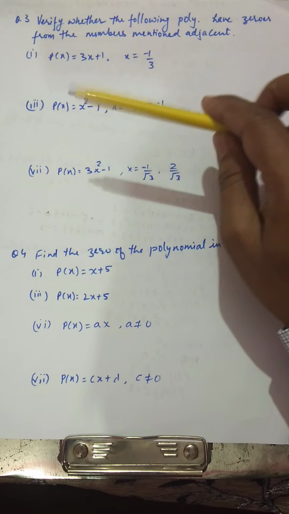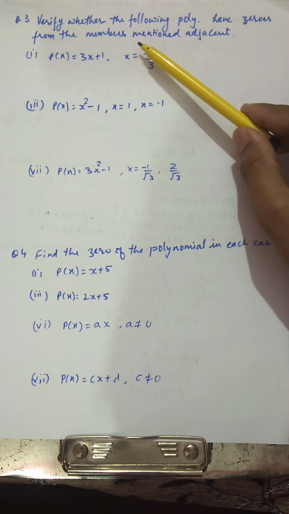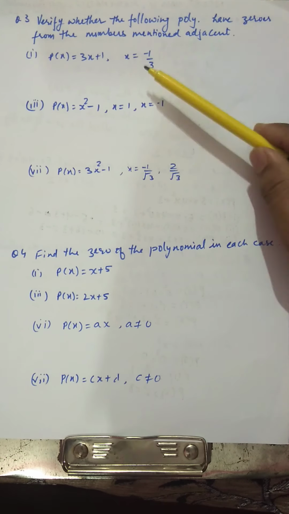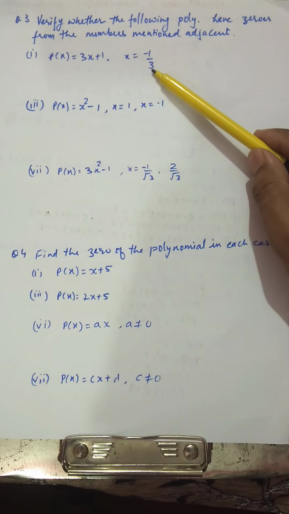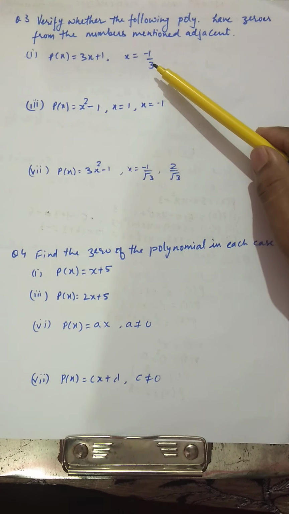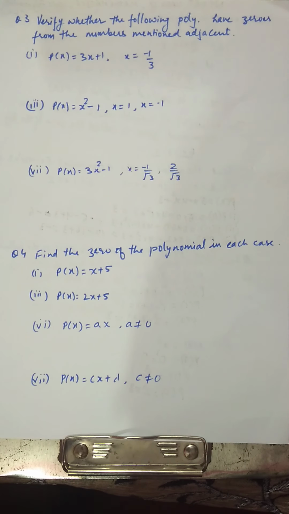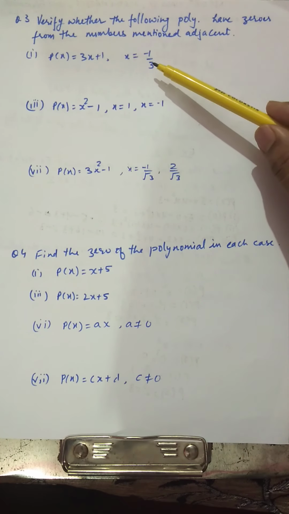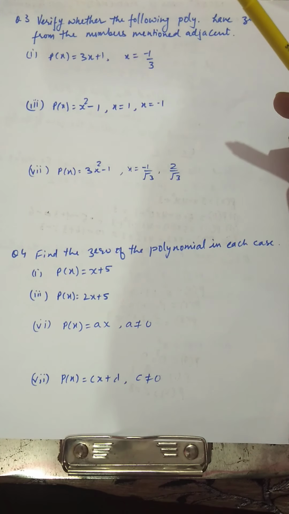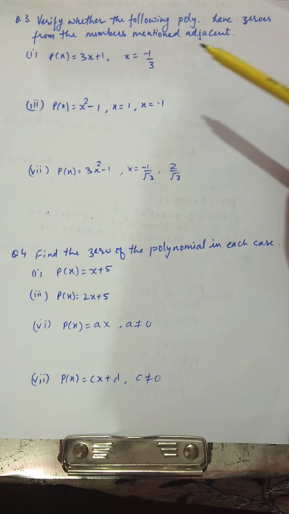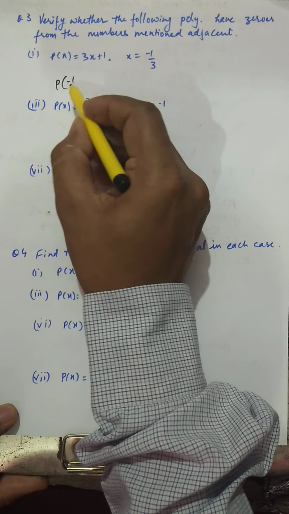Now question number 3 we discuss. Verify whether the following polynomials have zeros from the numbers mentioned adjacent. So p(x) is given, 3x plus 1, and the value is given x equal to minus 1 by 3. They are asking us to verify whether x equal to minus 1 by 3 is the 0 of the polynomial or not. Simple: if I put this value x equal to minus 1 by 3 in this polynomial, and my answer comes 0, then I can say yes, x equal to minus 1 by 3 is the 0 of the polynomial. So let's see, I'm putting minus 1 by 3 in p.